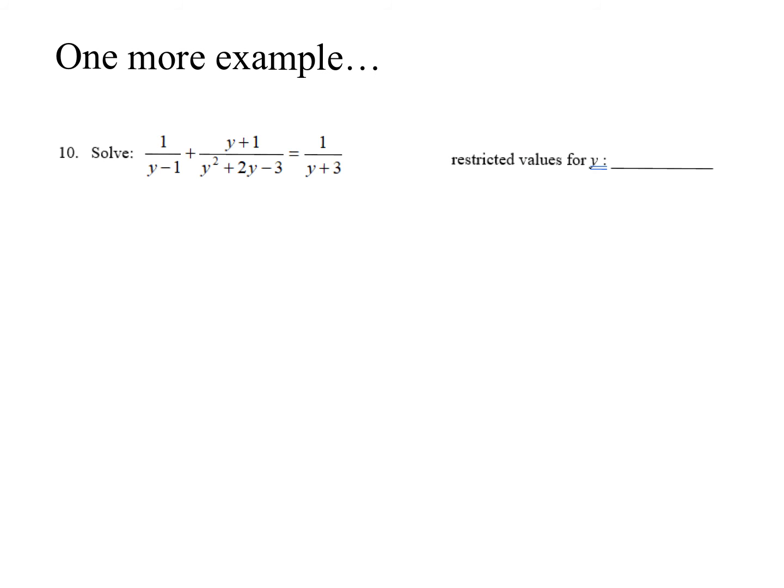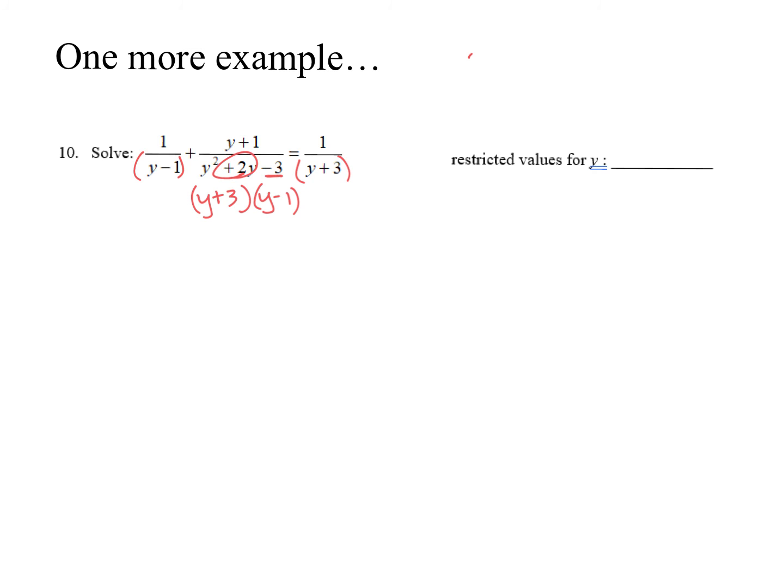The first thing we're going to do is factor the denominators, okay? So y minus 1, that is a factor. y plus 3, that is a factor. The factor of y squared plus 2y minus 3 is y plus 3, y minus 1, because we need something that multiplies to negative 3 and adds to positive 2. So that's positive 3 and negative 1.